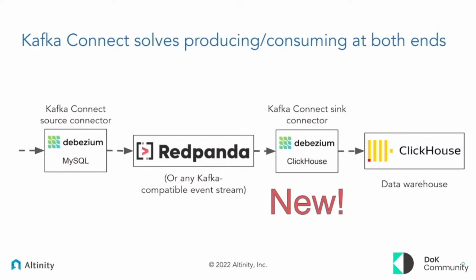So this is a really powerful technique that basically gives you interoperability with a wide range of producers and consumers. One of the things we've been working on at Altinity is to build an actual sync connector, as we call it, for ClickHouse, which can move things from the Kafka-compatible event stream into ClickHouse.